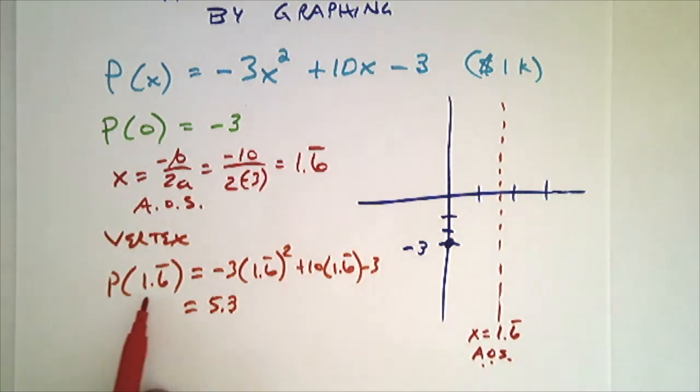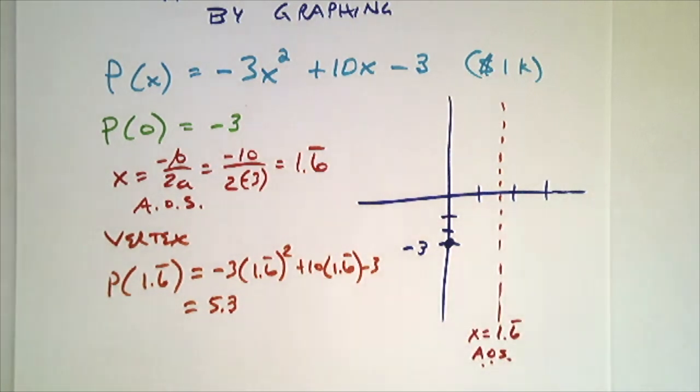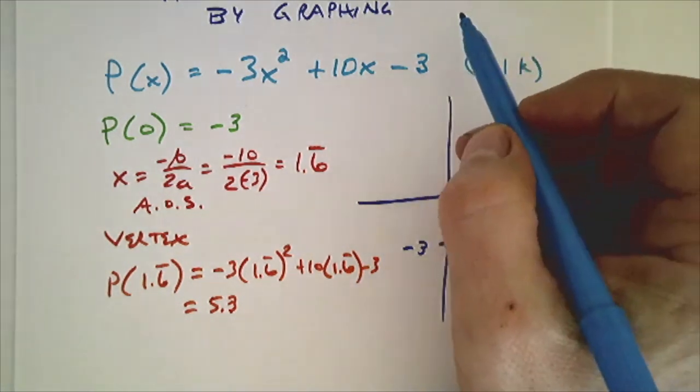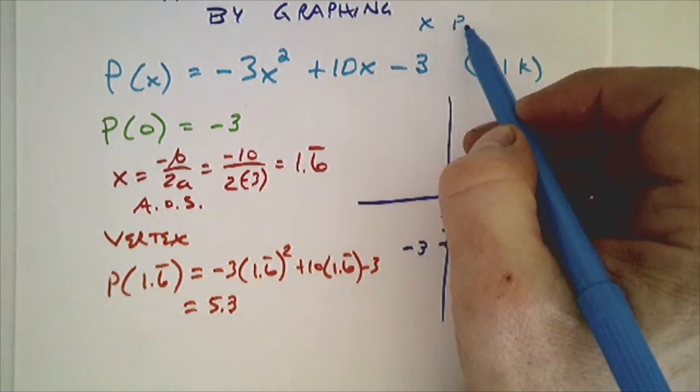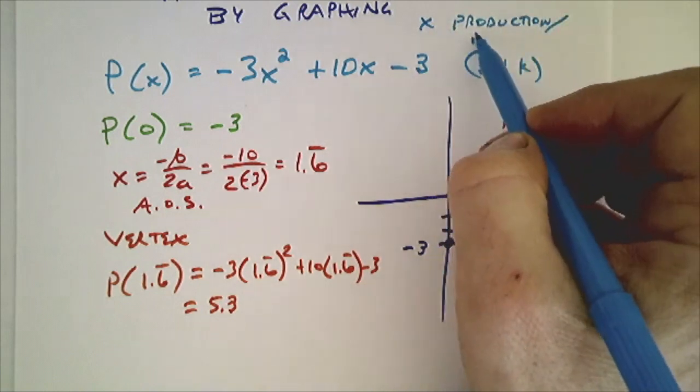So at producing 1.6 bicycles, and let's say that this is per month, this is critical. So this is the production level. I should write that over here. X is production per month.